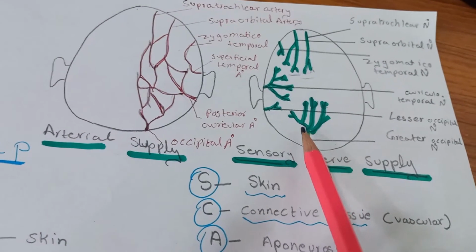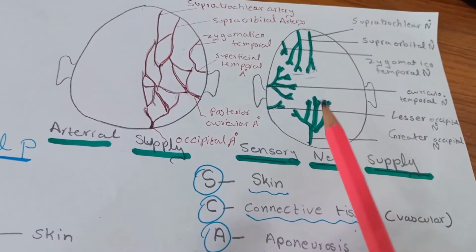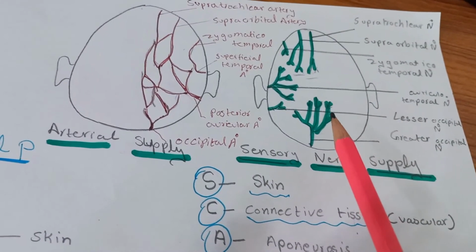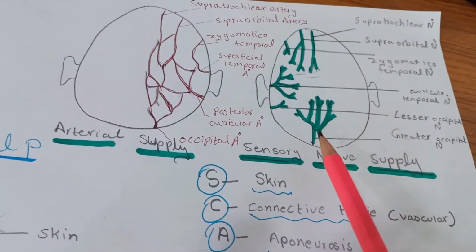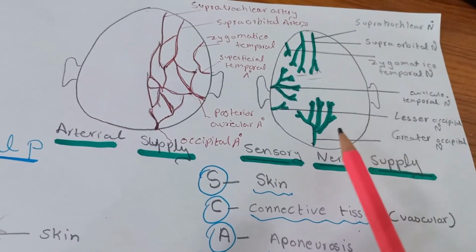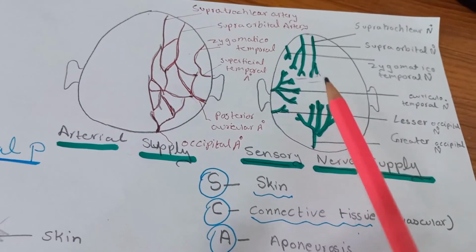Then comes the greater occipital nerve. As you can see in this diagram, this is the greater occipital nerve, which is basically a branch of the posterior ramus of the second cervical nerve, and it ascends over the back of the scalp and supplies the skin as far as the vertex of the skull.